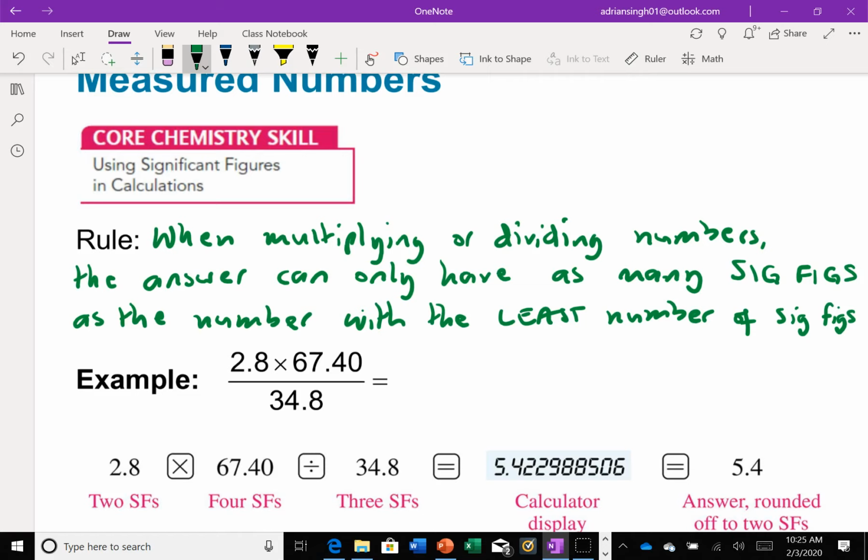So here we're looking at the numbers that we're multiplying or dividing. We're seeing how many sig figs are in those, and then when we stick everything into our calculator, the final answer that we get, we're going to round that to whichever number had the least number of sig figs. All right, so if you were to do this and you plug this into your calculator, first thing to realize is all we're doing here is multiplying and dividing. So we're going to use this rule.